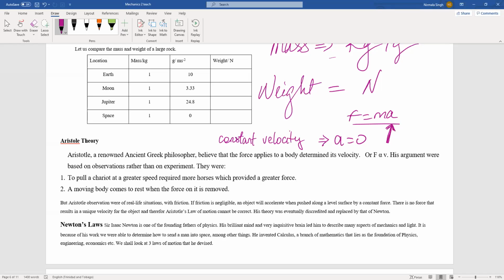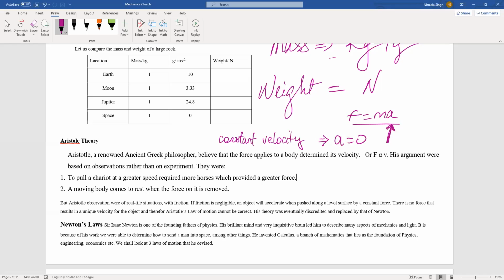But Aristotle's observations were on real life situations with friction. Friction is one of the most important mechanical forces that exists. If friction is negligible, an object will accelerate when pushed along a level surface by a constant force. Meaning, if I were to push something, it's going to get faster and faster. If there is no force that results in a unique velocity for the object, then Aristotle's law of motion cannot be correct.